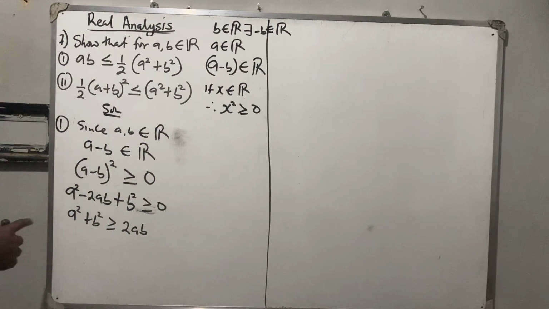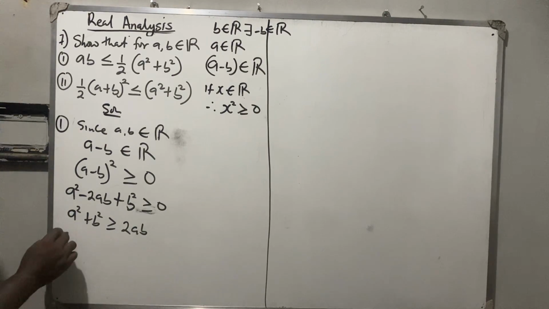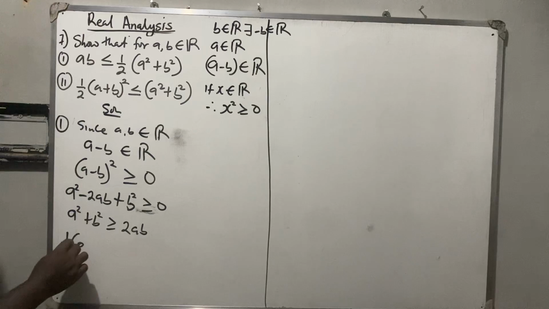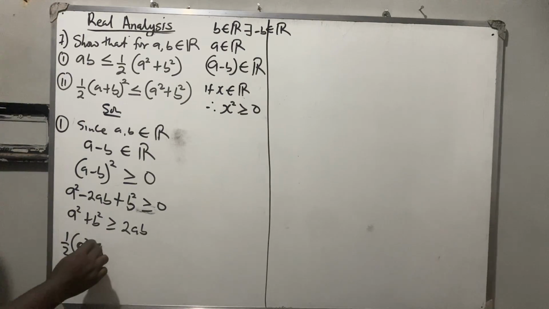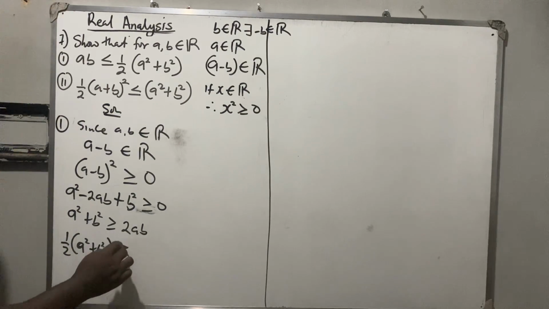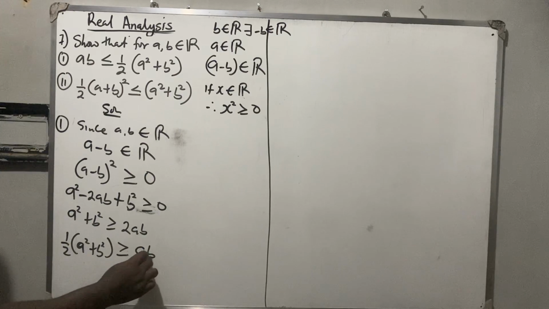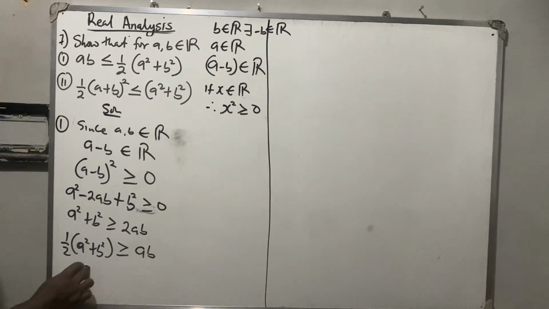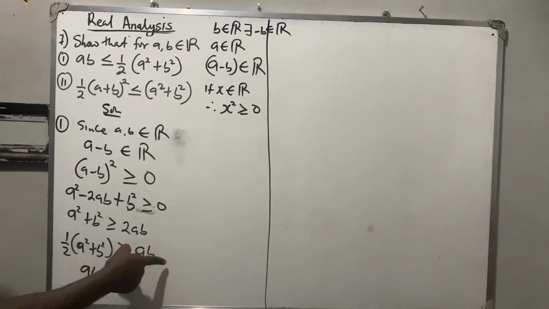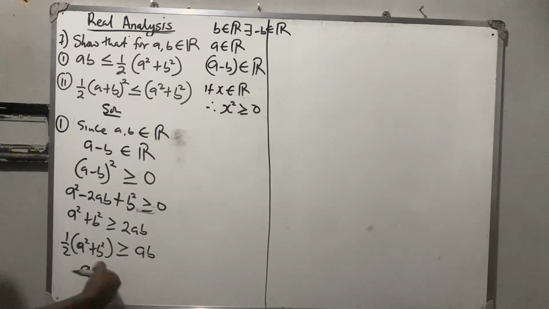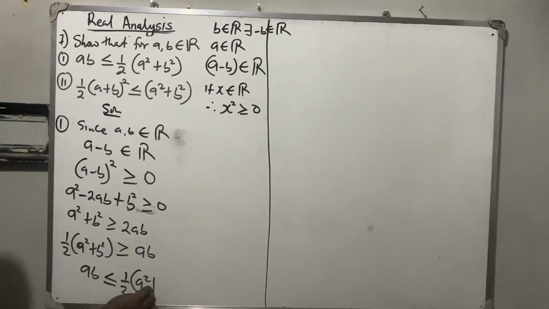Now we are going to divide both sides by 2. If you divide both sides by 2, you are going to have 1 over 2 into A squared plus B squared greater than or equal to AB. So rewriting it, AB is less than or equal to 1 over 2 into A squared plus B squared. Okay, proved. Question number 1 is proved.